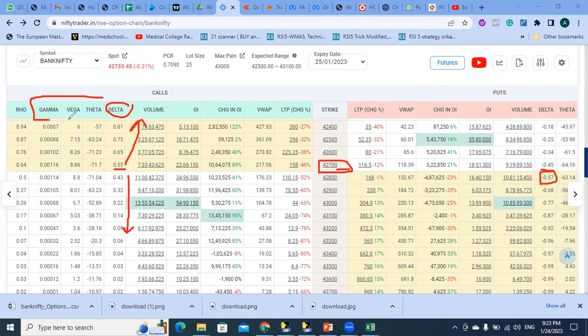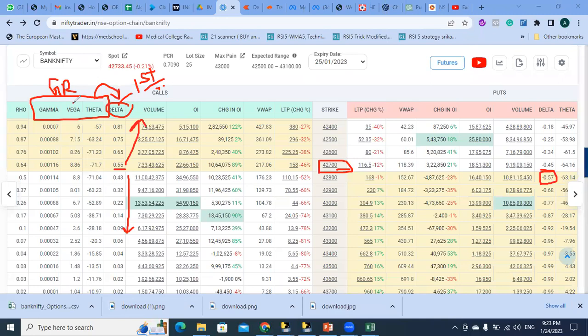Now, other three Greeks, these are called second order Greeks. Delta is a first order Greek, and the other three are called second order Greeks. What do you mean by first order and second order? First order means delta is directly affecting the premium based on the strike price. So it is the first order. But gamma, vega, and theta are not directly affecting the premium. They are affecting it through delta.